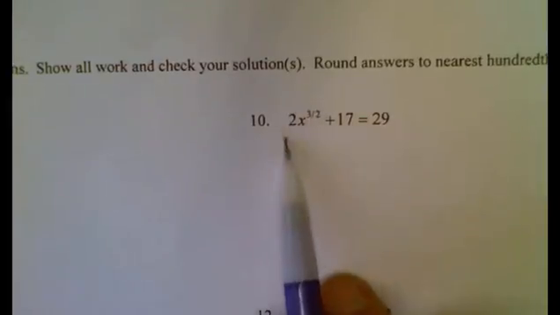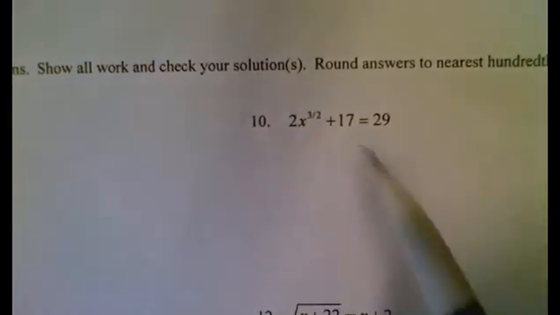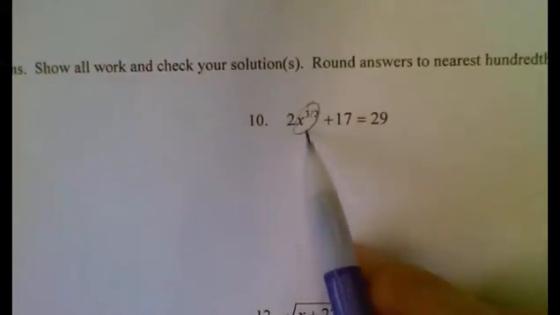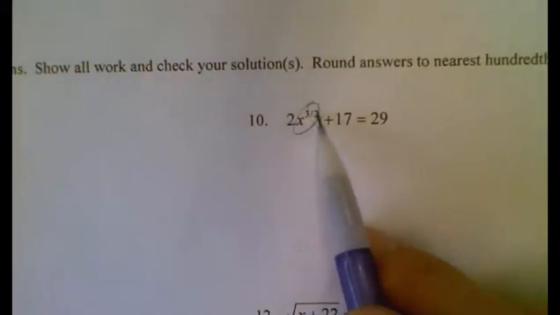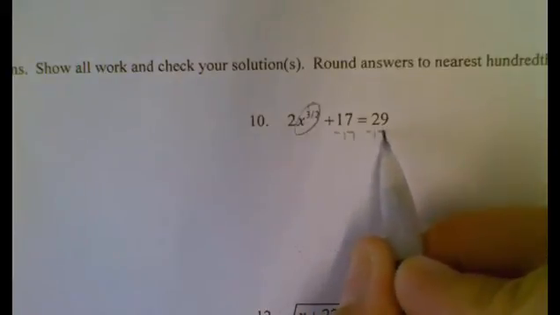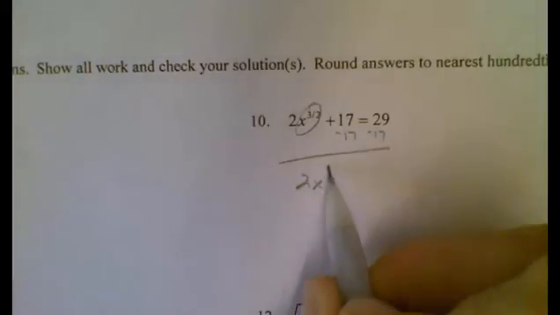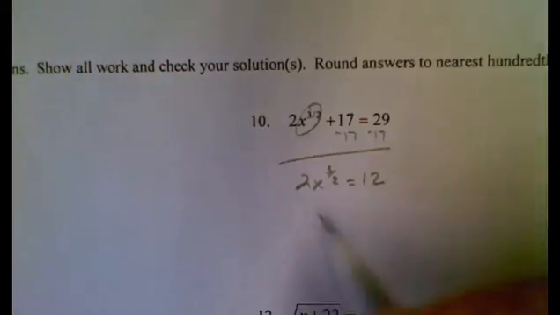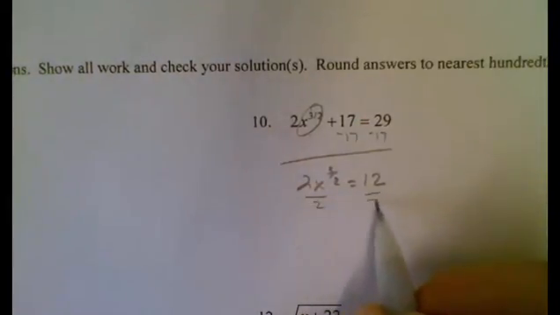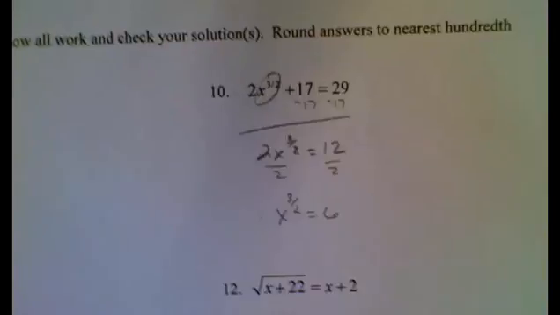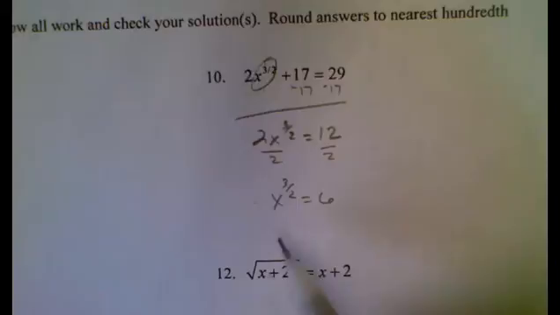All right? Now, if the exponent or root is not by itself, so look at this. This is x to the 3/2. I have to get that base raised to the 3/2 by itself. So I first have to subtract 17. So I get 2x to the 3/2 equals 12. I need to divide by 2. You have to get the base by itself. And I get 6.